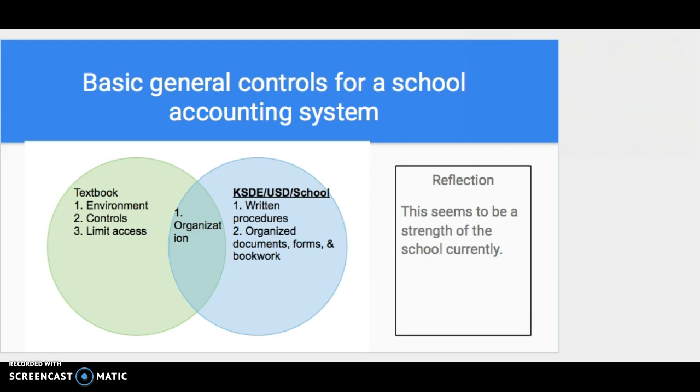This seems to be a strength of our school. Although there's nothing written that I can find, they do verbally tell us the importance of receipts, turning money in on time, and how to handle money. There's lots of paperwork that you have to do to either deposit or to purchase something.